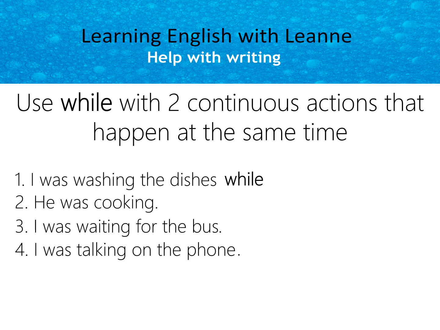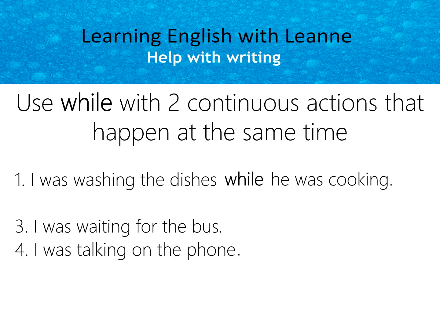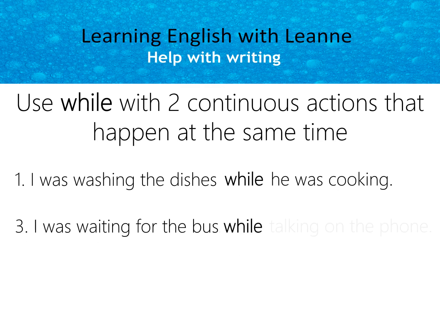So I was washing the dishes while, and then we add the second sentence, he was cooking. 3 and 4, I was waiting for the bus while talking on the phone. You can see here that I haven't added I was talking on the phone. I just went straight to the verb talking, because I was is used at the beginning of the sentence, and also I am talking on the phone. It's the same person, so I can remove this.